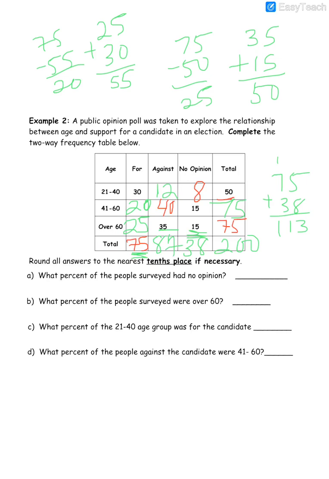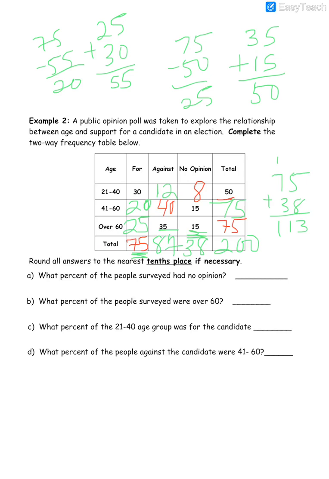Okay, so the 8 and the 40 and the 75 and the 75 all need to be given to you. So I have to edit that before I print it. All right, so let's round all our answers to the nearest tens place if necessary. All right, so let's try these.